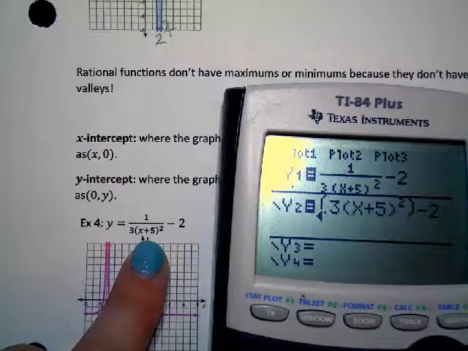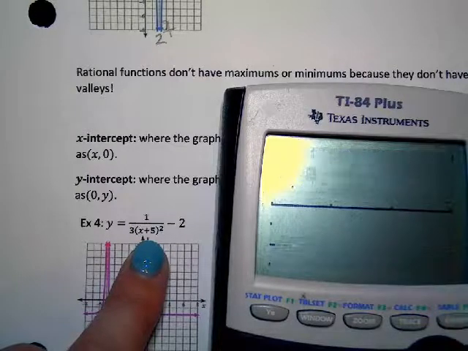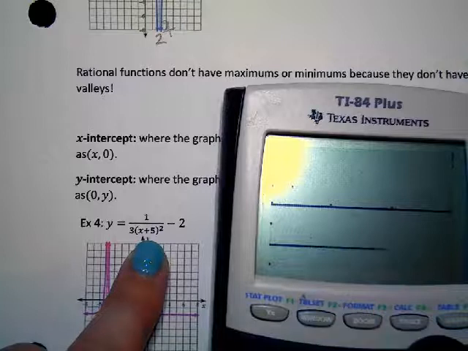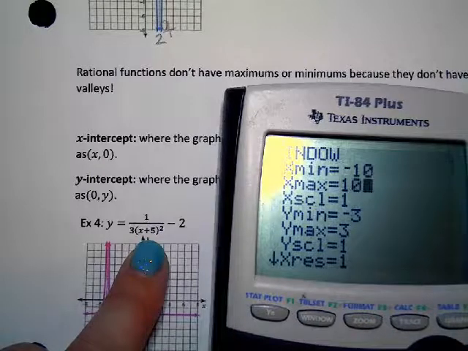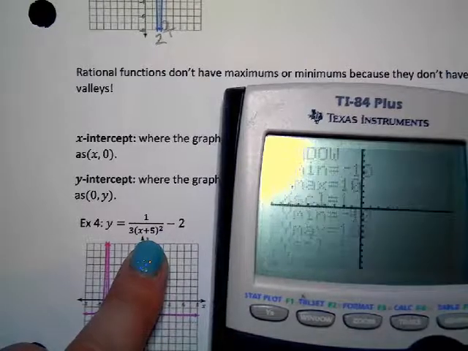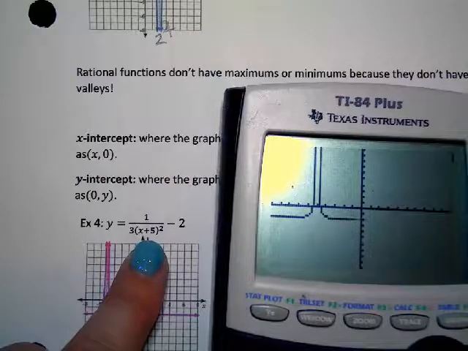All right, I need to fix my window. Anyone else need to fix their window? Nope. Okay, I was using that in calculus because we had to zoom in.